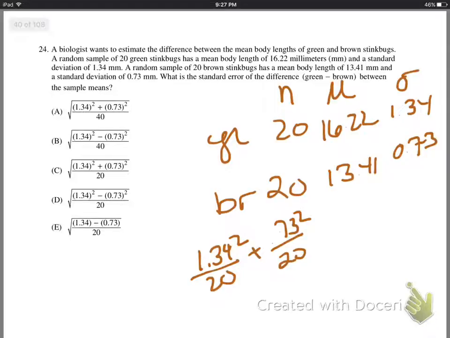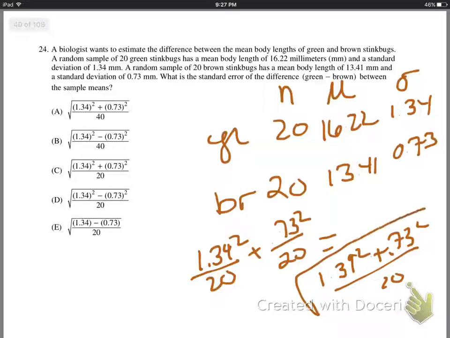Now, if I add these two together, remember we have a common denominator. So it's going to be 1.34 squared plus 0.73 squared all over 20. Now, because this is in variance, you have to bring it to the square root, the standard deviation, so we take the square root. And so the answer here is C. Hopefully you realize that we don't subtract.